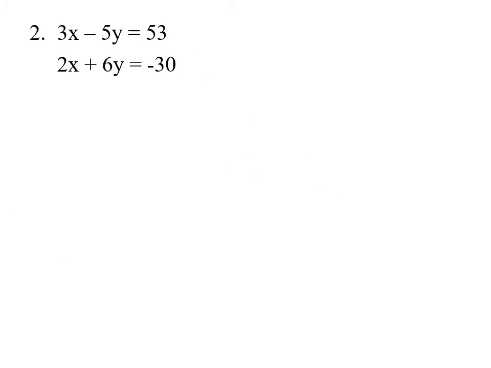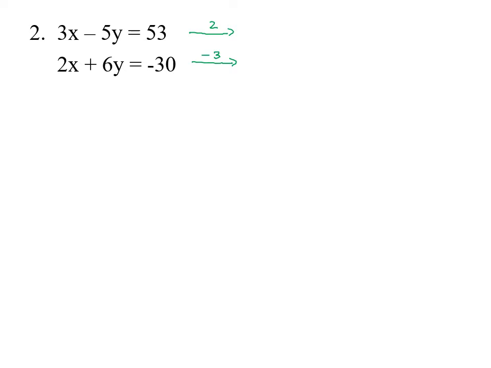Okay, let's do another one. Here we have 3x minus 5y equals 53, and 2x plus 6y equals negative 30. So I'll do the same thing. There's a 2 on the bottom one, so I'll put a 2 on the top. There's a 3 on the top one, so I'll put a 3 on the bottom. I need one of them to be negative so that they'll cancel when I add them together.